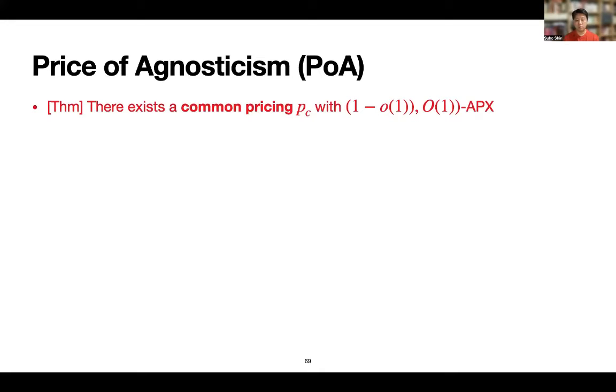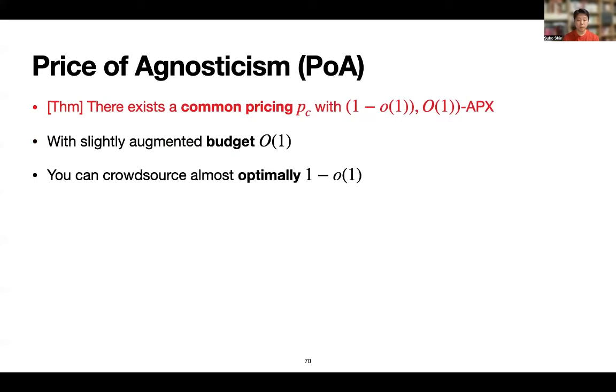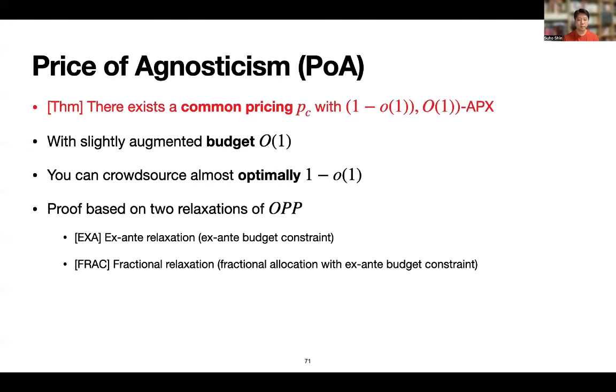Now we are ready to present our first result, price of agnosticism. Formally, it states that there exists a common pricing with 1 minus little o(1), big O(1) APX ratio. It means that with constantly augmented budget, one can crowdsource almost optimally, as the little o(1) vanishes in a subconstant manner. The proof is based on the observations of two relaxations of the OPP problem, namely ex-ante relaxation and fractional relaxation, but I'll skip the details in this presentation.